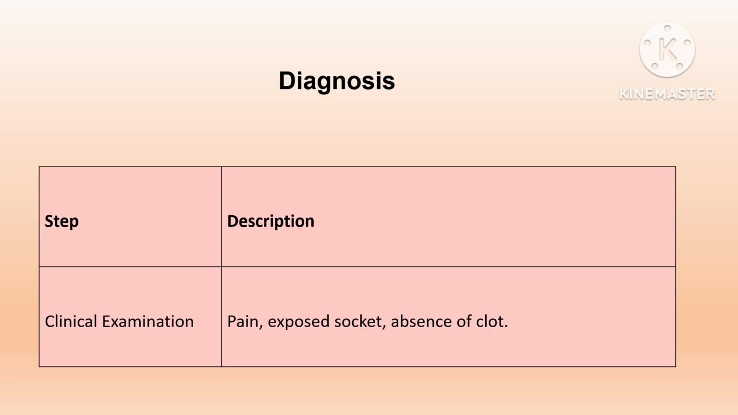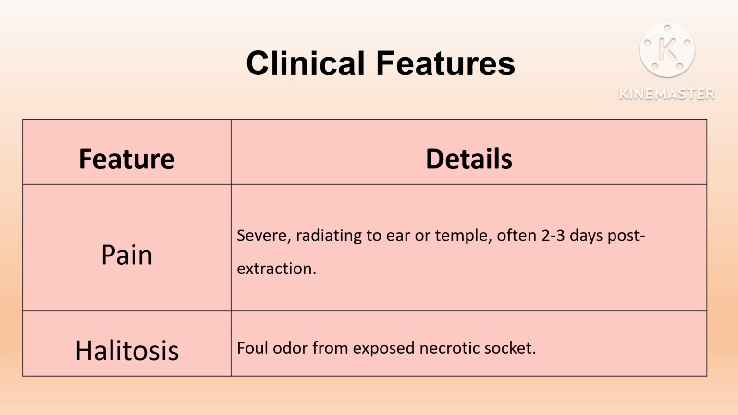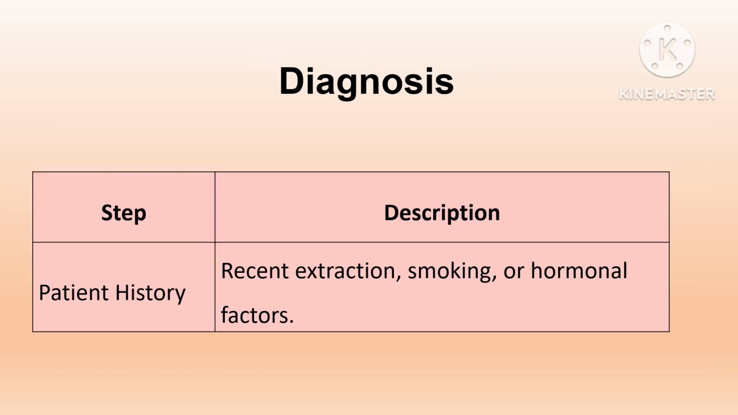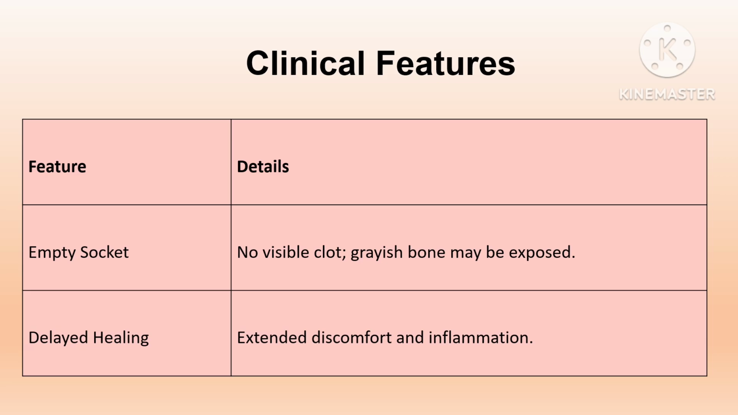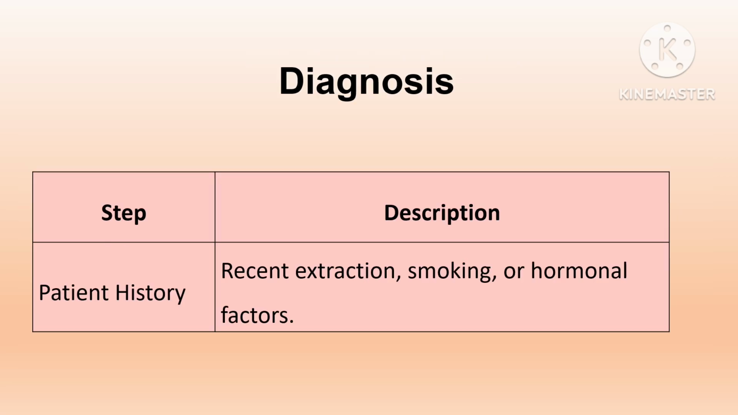The socket will appear empty, meaning the usual blood clot that should have formed post extraction is either absent or dislodged. This leaves the underlying bone exposed. Normally, a blood clot forms within the first 24 hours after the extraction, protecting the bone and promoting healing. In dry socket, the absence of this clot is a key indicator.